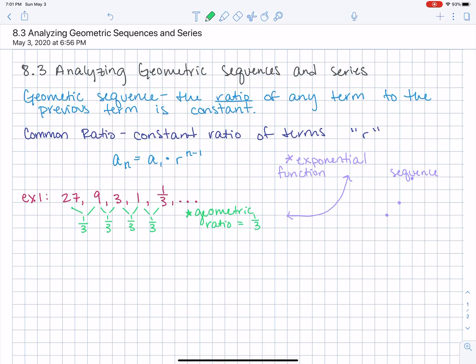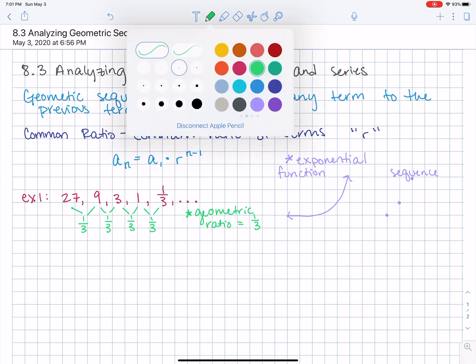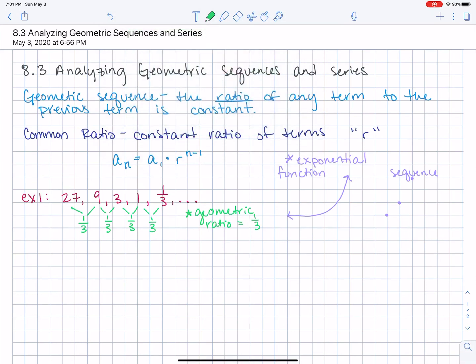Now definitely be careful here that you're working backwards with these. So for instance, on this one, you're taking 9 and then dividing by 27. Make sure that you're definitely working backwards to figure out your common ratio and not the other way around.